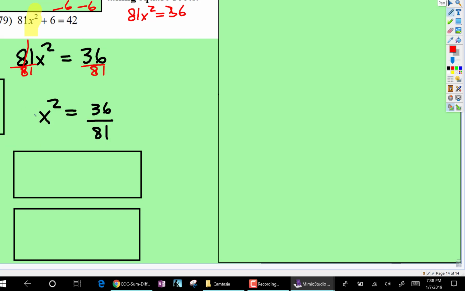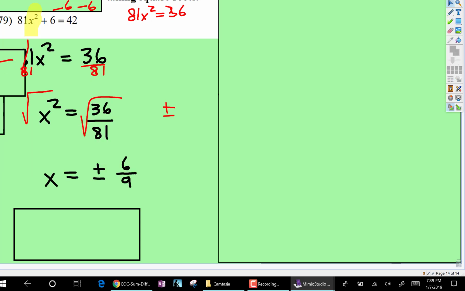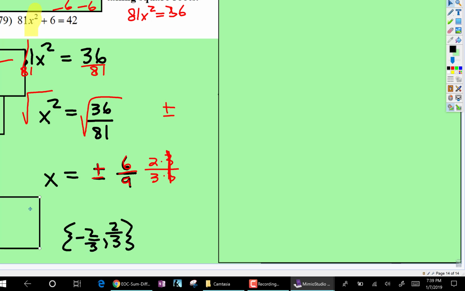And then the undoing of squaring is square rooting. When you take the square root, you have to take both the positive and negative. So x is equal to both positive and negative. The square root of 36 is 6. The square root of 81 is 9. But then 6/9 reduces. They both have a 3 in common. So 2 times 3 and 3 times 3. And the 3's cancel, leaving positive and negative 2/3.